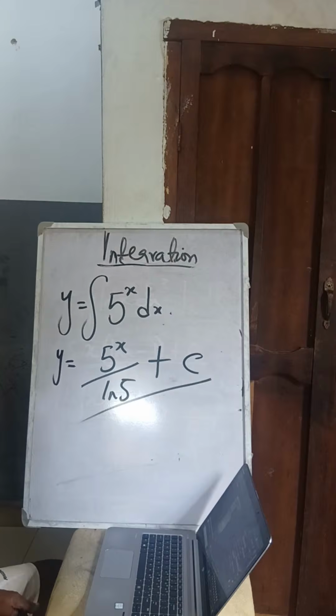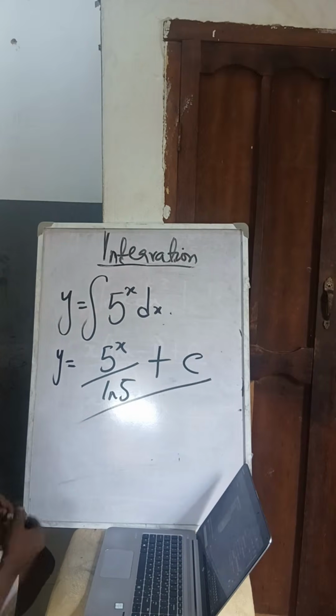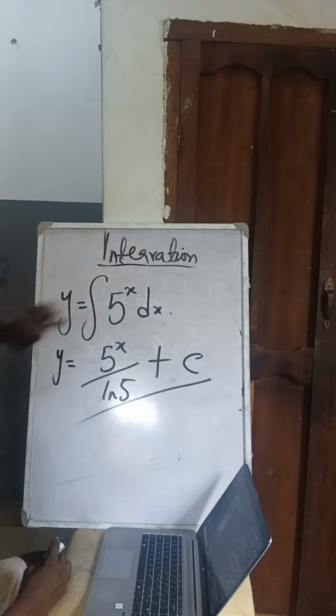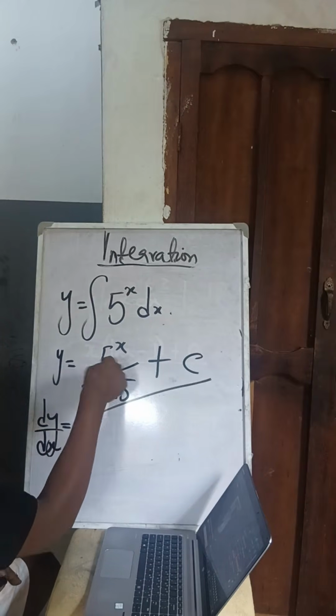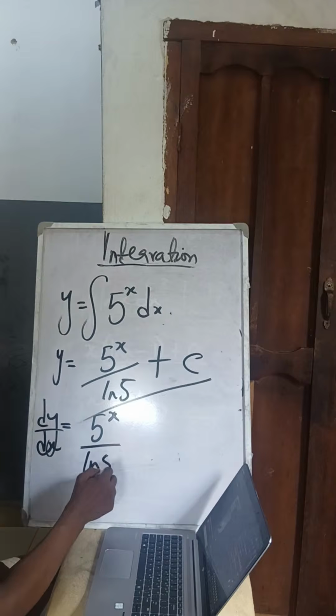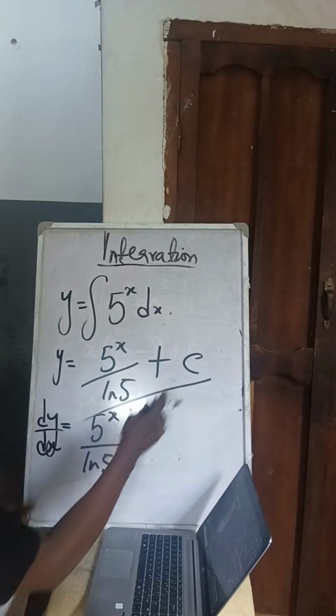This is integration of an exponential function, integration by substitution also. This is how you understand whether you got it right or wrong. Remember, if you differentiate this function, you get back this 5^x. So how do we differentiate this? dy/dx is equal to what? To differentiate this, you write 5^x. This is constant already. 5^x times ln 5. If you differentiate c, you get 0.